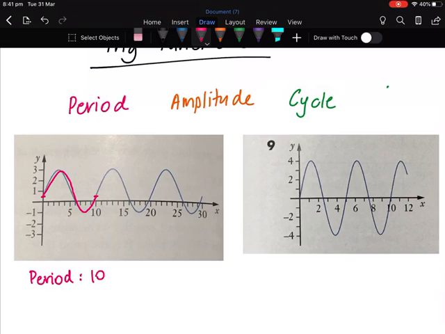So if we have a look at this graph, we're starting here to here. So how long does it take to complete one cycle? And that would be 5.